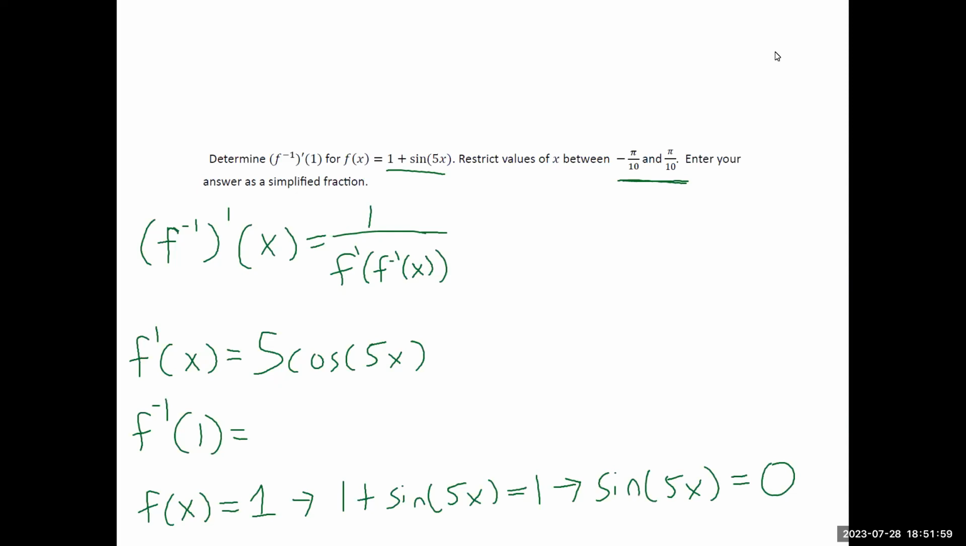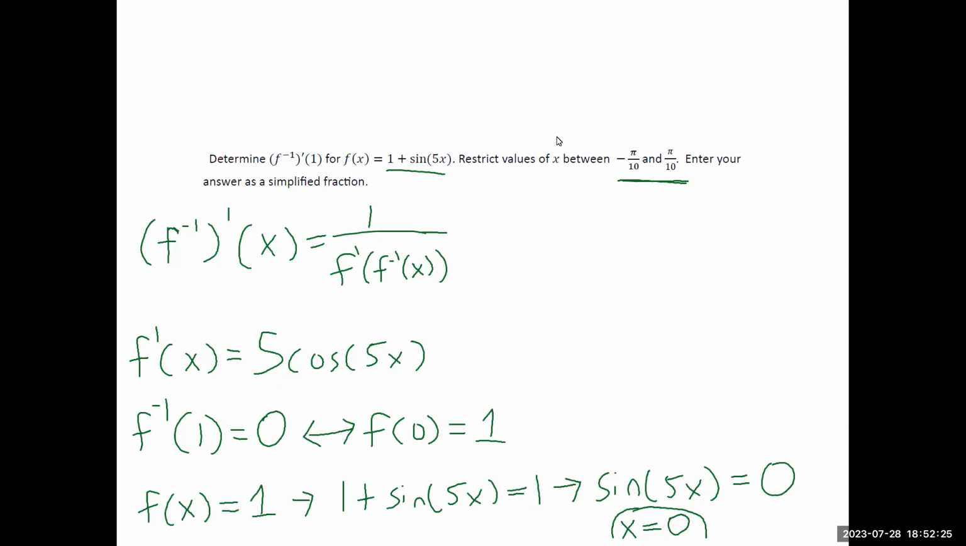Now, in order to find this value, we recall that sine of 0 is equal to 0. So x equals 0 is going to do the job here. So this tells us that f inverse of 1, the inverse image of 1, is 0. And the reason being, we just showed that f of 0 is equal to 1.